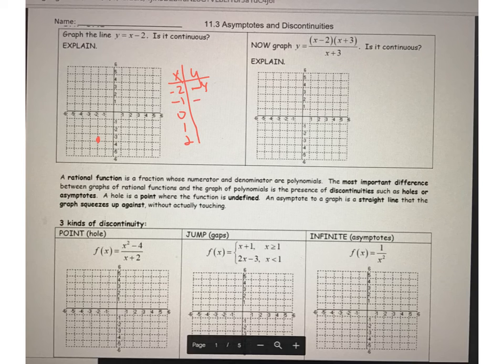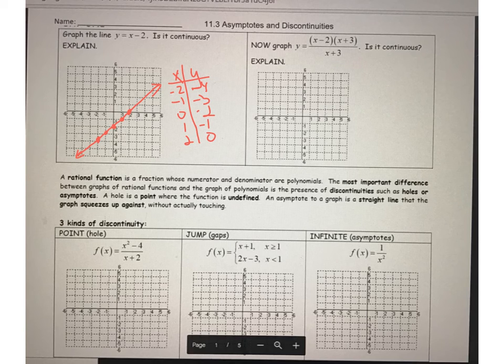-1 minus 2 is -3. 0 minus 2 is -2. 1 minus 2 is -1. And 2 minus 2 is 0. So because this is linear, your highest degree is x to the first. We can connect all of these points to have the line include every itty bitty decimal in between.